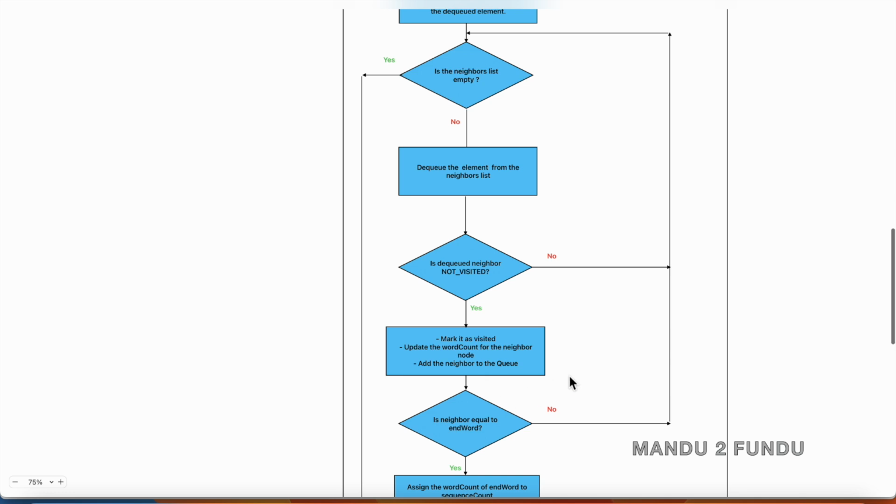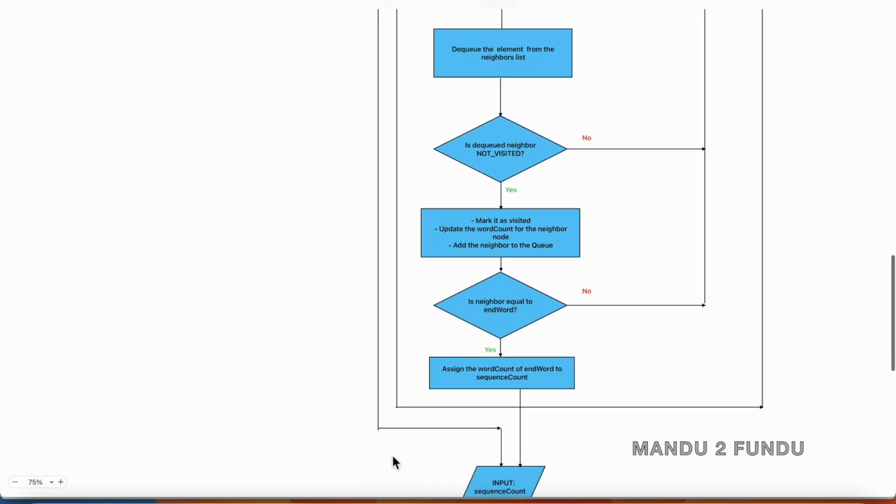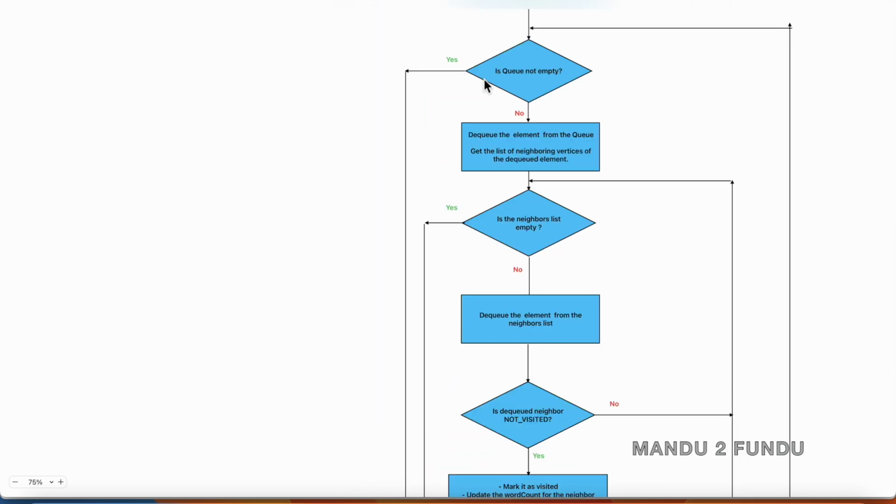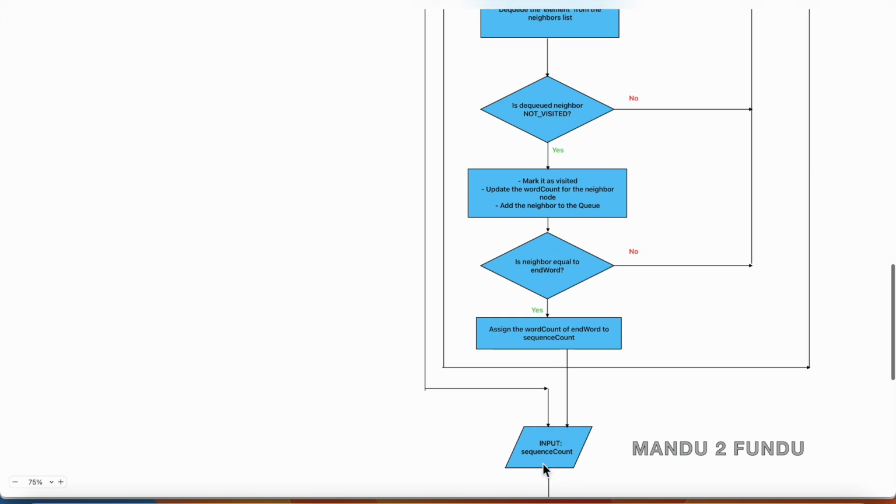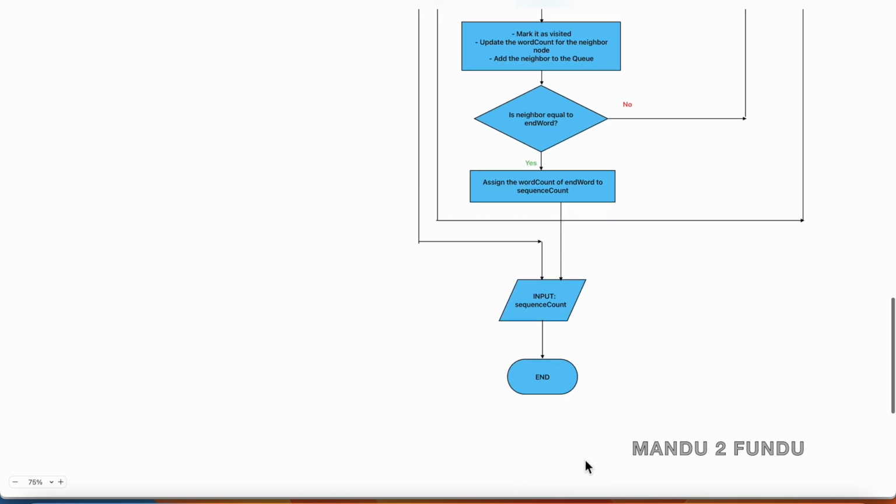Once all the neighbors are processed, we go and process the next level elements in the graph. Once the queue becomes empty, finally we return the sequence count value. So if during the traversal we reach the end word, we update the word count, and we will have the number of words in this transformation sequence. Otherwise, we will have 0 as the sequence count, and we return that.